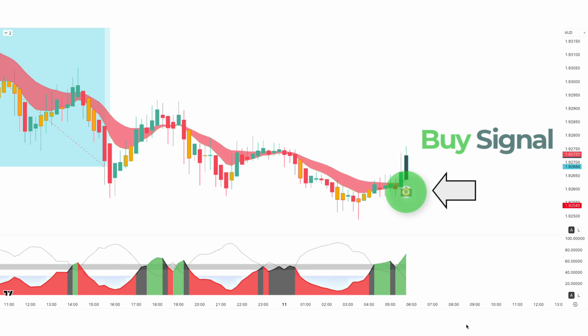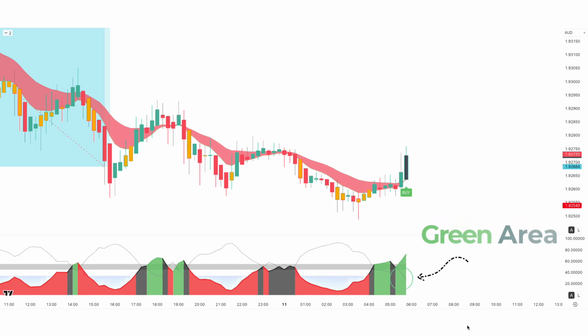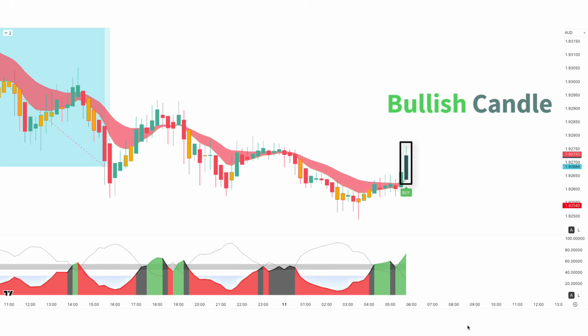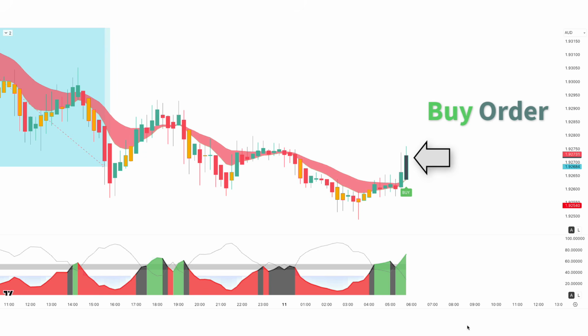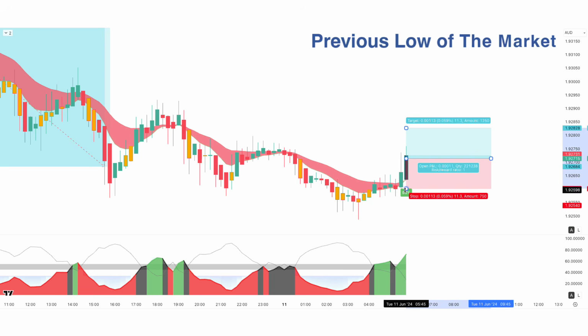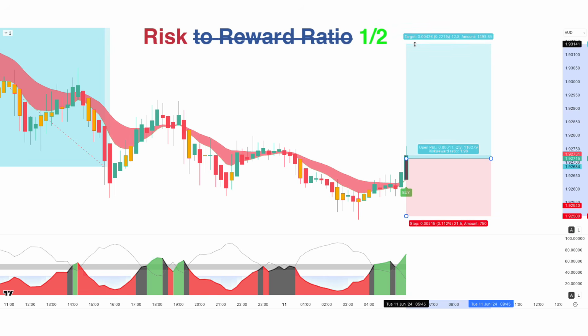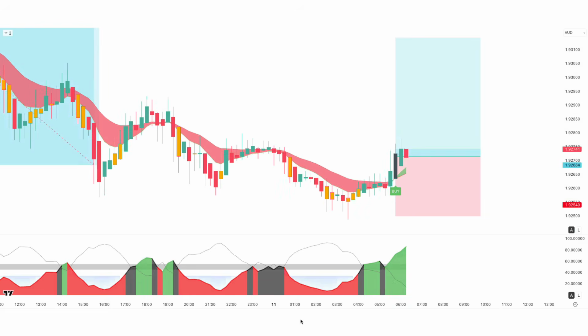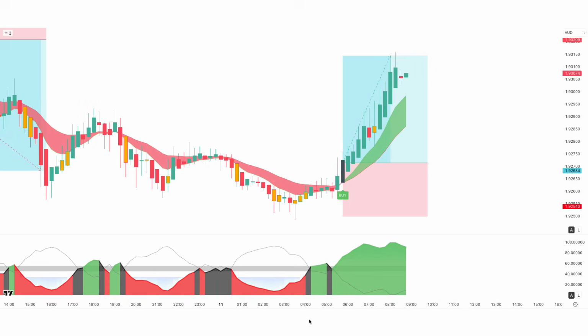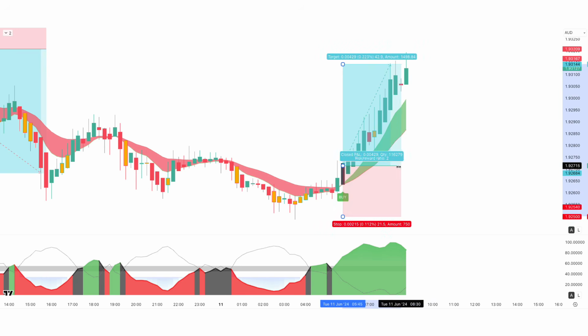Here, the Sniper Entry Exit arrow up of this indicator is a buy signal. Here, the Adaptive Average Sentiment Oscillator is in the green area. Here, the market has made a bullish candle to give confirmation. So all our conditions are being fulfilled, so we are placing an order to buy. Our stop loss is to be placed at the previous low of the market, and the risk to reward ratio will be 1:2. Let's see what happens to our trade. We have won the trade. Let's find the next trade.